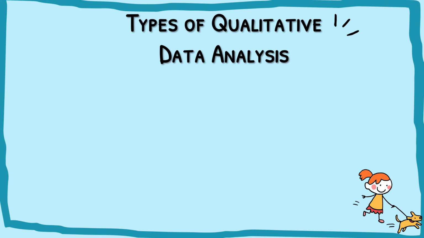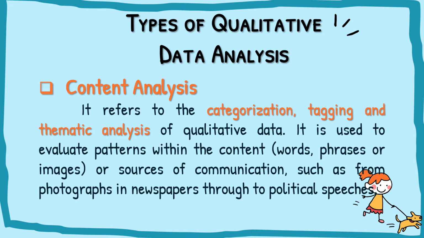There are 5 different types of qualitative data analysis. The first one is content analysis. This is the most common example of qualitative data analysis. It refers to the categorization, tagging, and thematic analysis of qualitative data.